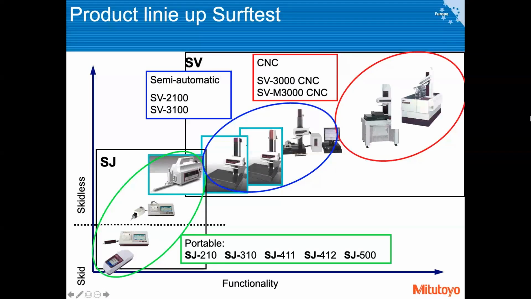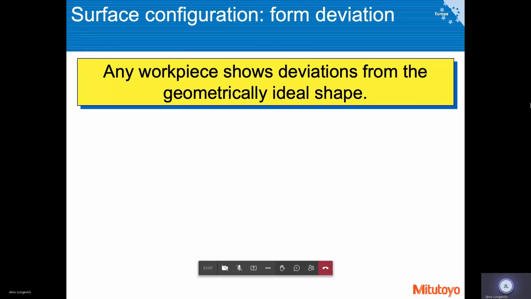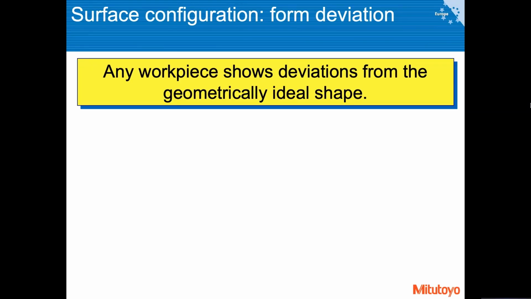Then we have one next to me over here, and it can go up to very complex and expensive systems like that. The thing is that any workpiece, regardless of how smooth it seems, has some sort of deviation from the geometrically ideal shape, which is true for everything on this planet. So nothing is smooth, nothing is flat, nothing is straight. Thus we need to specify these straightness, flatness, roundness, etc. tolerances. So we are defining the limits which are acceptable for our needs.